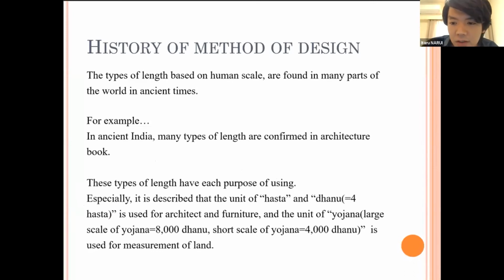In the architectural documents, a huge number of unit systems are described. These types of lengths each have their own purpose. Especially, it is described that the hasta and danu, equal to the hasta, are used for architecture and furniture, and the unit of yojana is used for measurement of land.